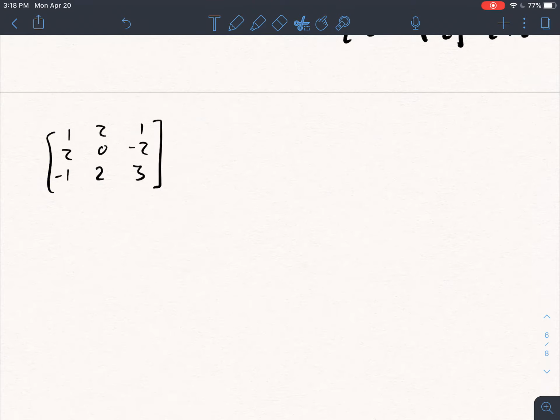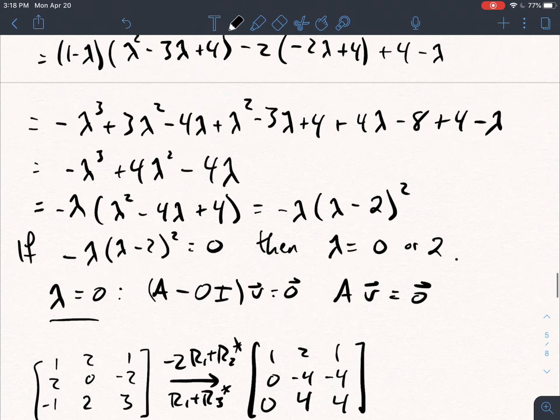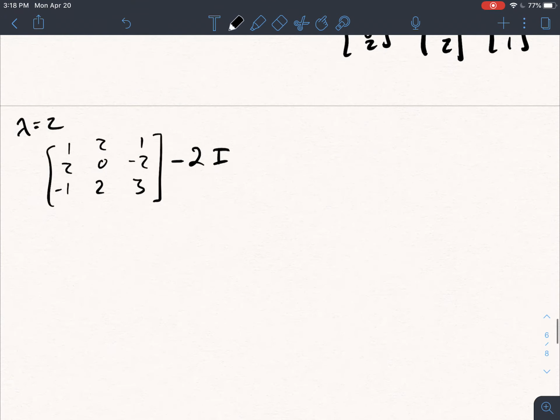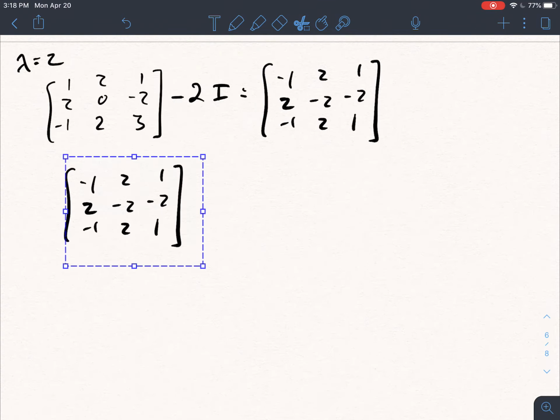And now let's do it for lambda equals 2. So this is our matrix A. So this is for lambda equals 2. Is that right? Lambda equals 2. Just making sure we're right. Okay. So this is equal to 1 minus 1. This is now 0 minus 2. And then 3 minus 1. 3 minus 2 is 1. Everything else stays the same.